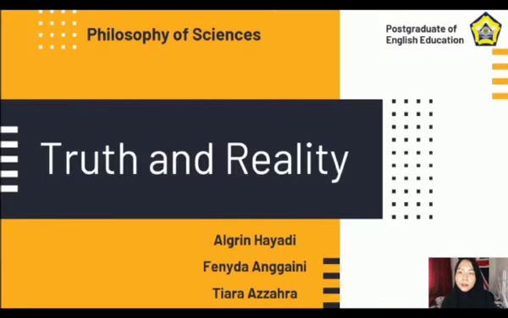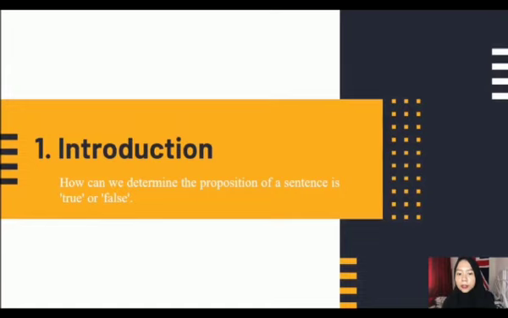Present about truth and reality in philosophy of science. So the first topic we will discuss is the introduction. After we have been able to define the proposition, or meaning of a sentence, in the previous chapter, now we discuss how this proposition can determine whether it is true or false.